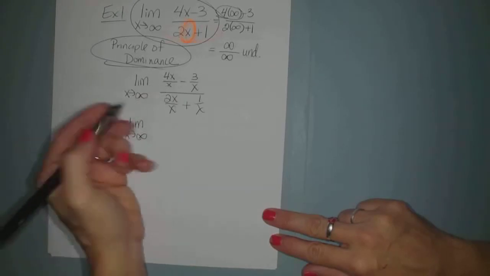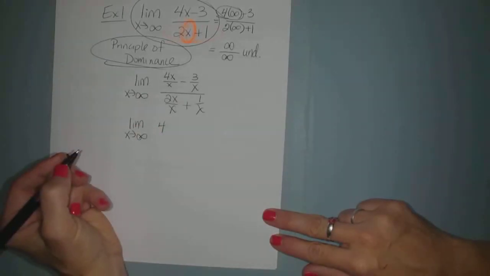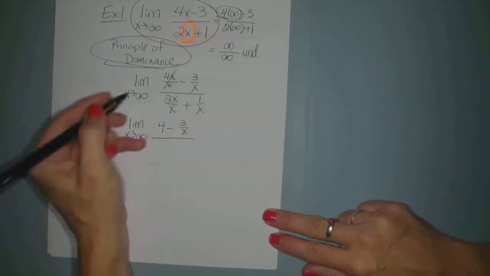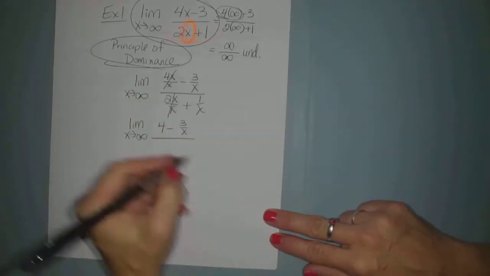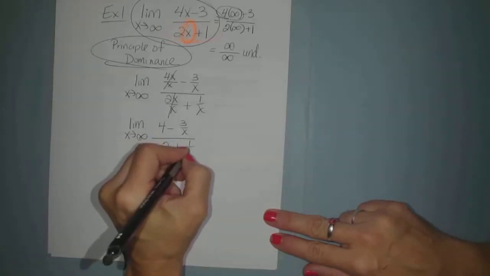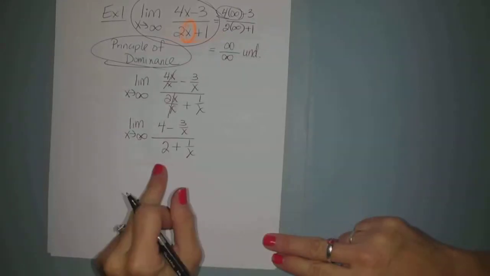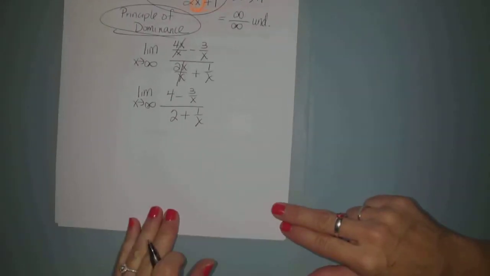So 4x divided by x is easy. That's 4. These x's drop out. 3 over x doesn't reduce, so we'll just leave it. 2x over x reduces to 2, and 1 over x doesn't reduce. So our last step in the recipe is to plug it in again.